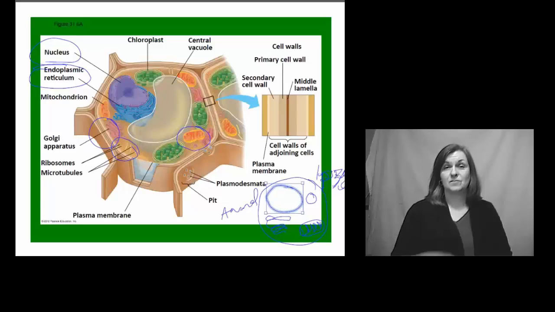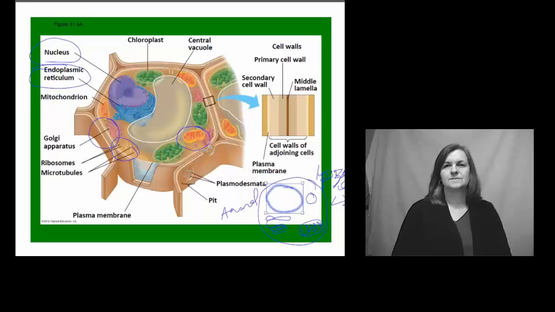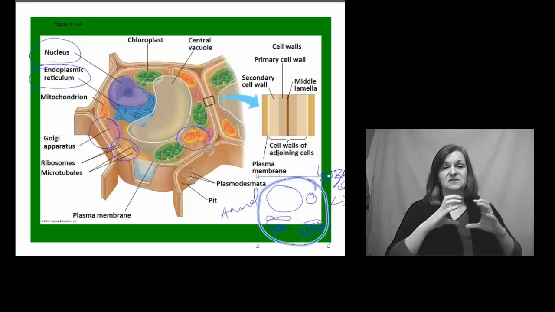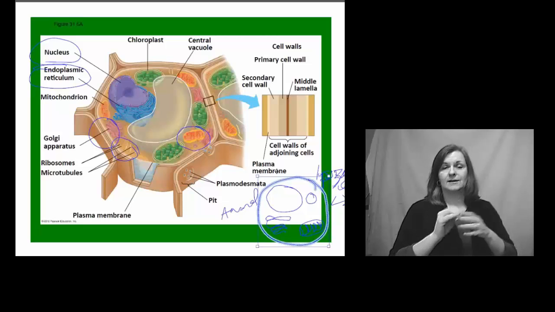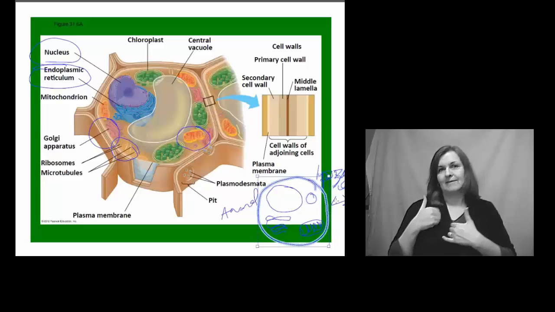Lysosomes. Remember, those were our garbage trucks, so they'll be used to help us dispose of waste and recycle nutrients. But we don't see those here. The other thing that we typically see is a very flexible outer membrane to our animal cell. Right? We don't see that here.